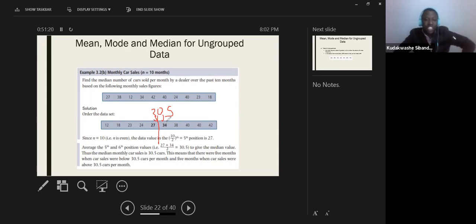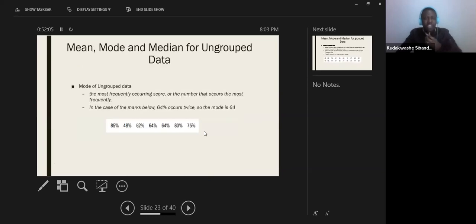So let's check if 30.5 is the value that divides the set of data into 2 equal halves. You see that there are 1, 2, 3, 4, 5 values that are above the median, and 5 values that are below the median. Which also means that there were 5 months when car sales were below 30.5 cars per month, and 5 months when car sales were above 30.5 cars per month. So basically that's how you calculate the median.